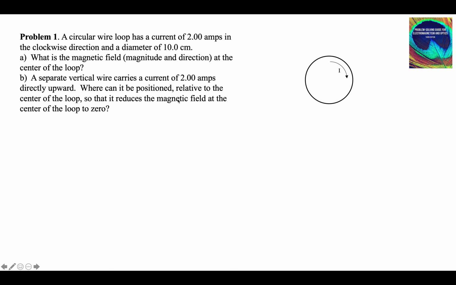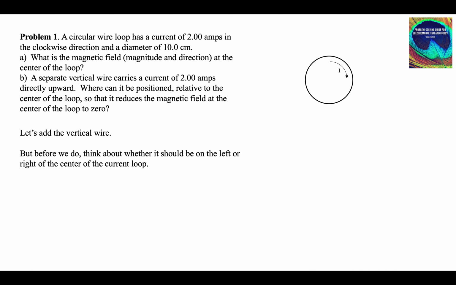Part B says we have a wire that carries a current of 2 amps, a vertical wire, straight up and down. Where can it be positioned relative to the center of the loop so that it reduces the magnetic field at the center of the loop to 0? So let's add the vertical wire, but before we do, let's think about whether it's to the right or the left of the center of the arc.